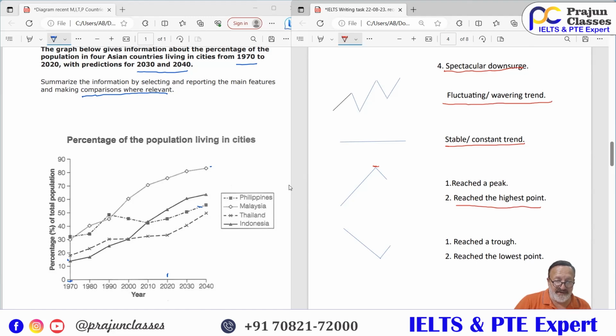Then you have an opposite direction. It's a fall. So we say reached a trough. This point is a trough. Like that was a peak, this is a trough. Or reached the lowest point.